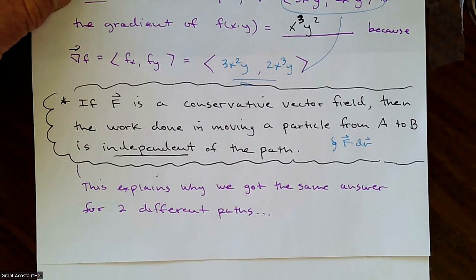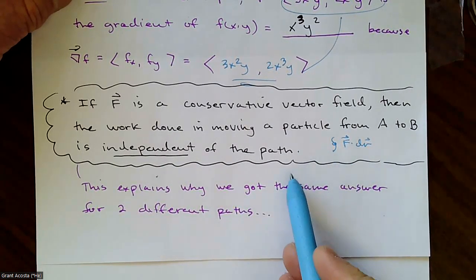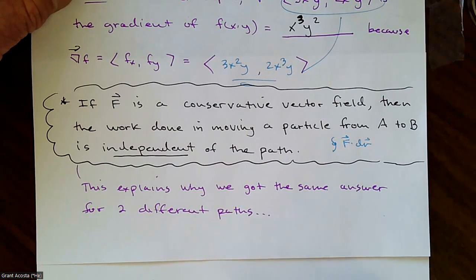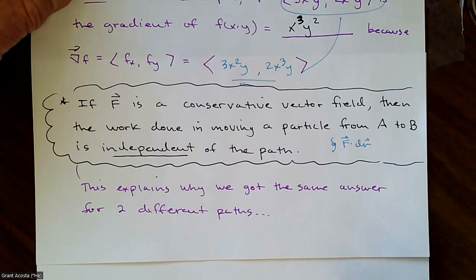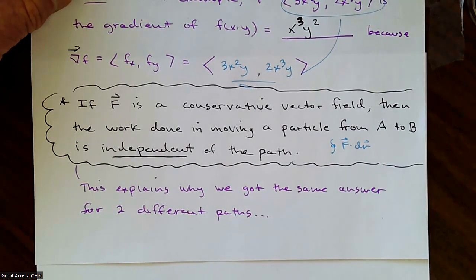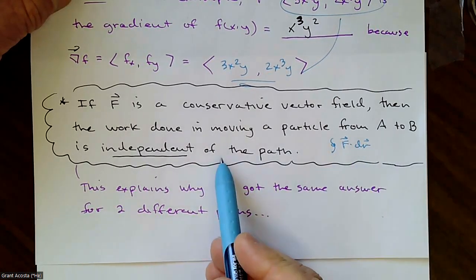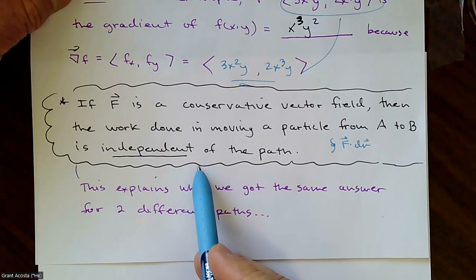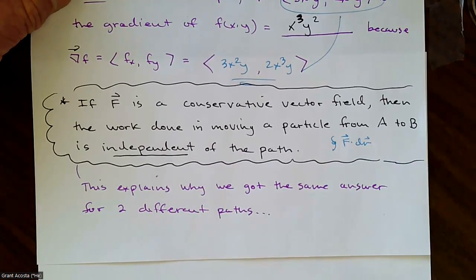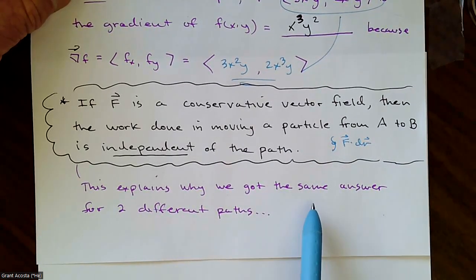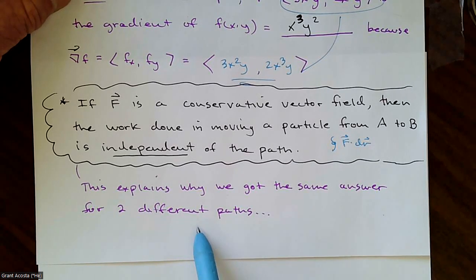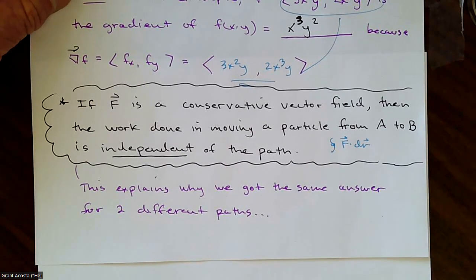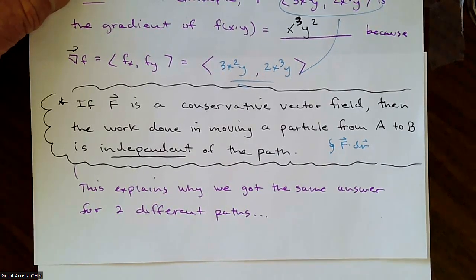I'm sure on a previous video, we calculated the circulation between 2 points along different paths and we got different answers. You might want to go back and convince yourself that this is not always true. You're not always going to get the same answer for this line integral if you take 2 different paths from A to B. But in this case, this would explain why we got the same answer using 2 different paths. It's because f was a conservative vector field.